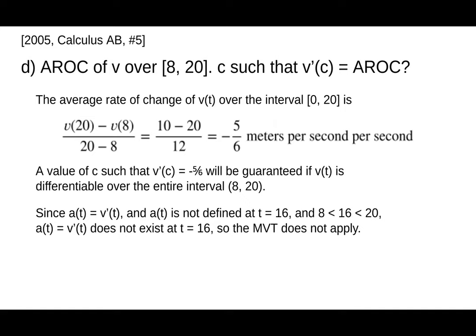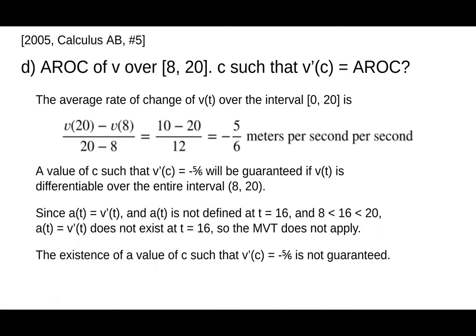So a of t equals v prime of t doesn't exist at t equals 16, which means v is not differentiable at t equals 16, and that is inside the interval we're looking for, and so the mean value theorem does not apply. So, is there a value of c guaranteed? No. Now, there might still be one, but we can't guarantee that it exists because v is not differentiable at t equals 16. In order to guarantee the value of c, it would have to be differentiable on that entire interval. It isn't, so we can't guarantee it.